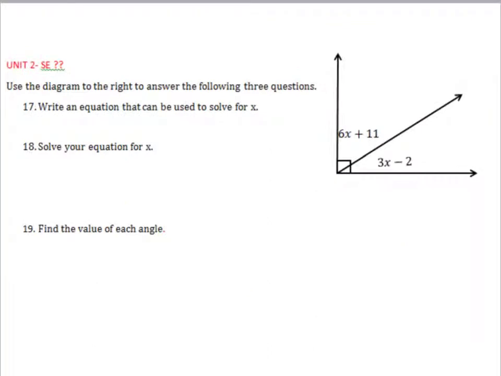Alright, use the diagram to the right to answer the following three questions. Write an equation that can be used to solve for x. Well, we know this is what kind of an angle. It's a right angle, and a right angle has a measure of 90 degrees.